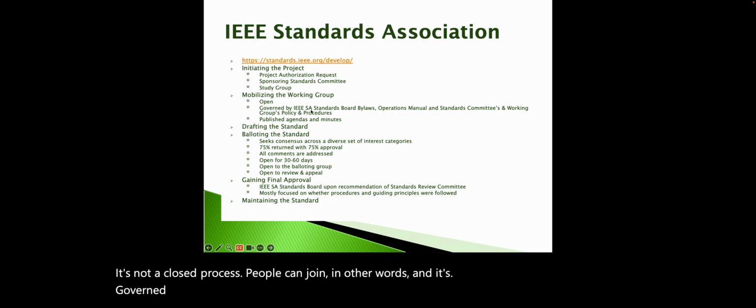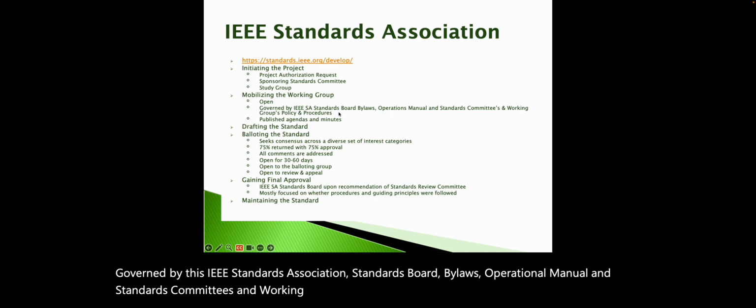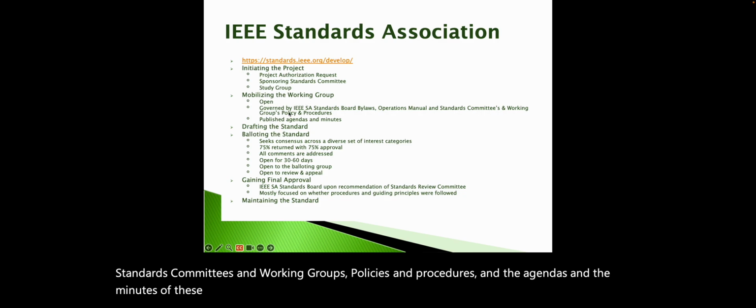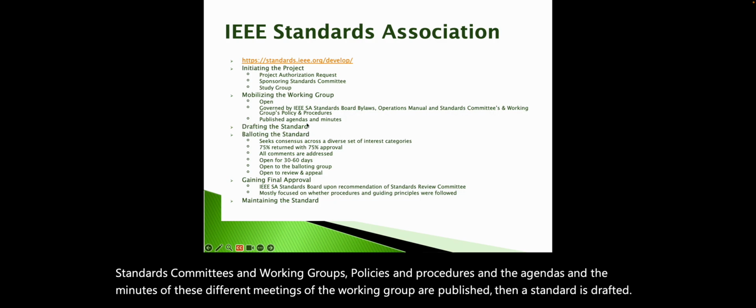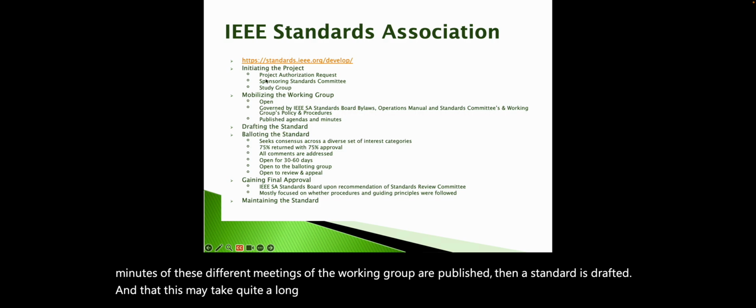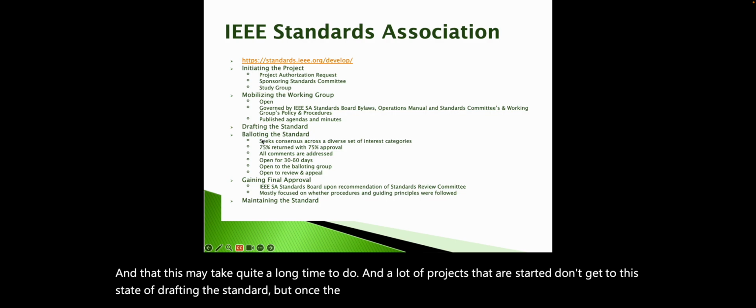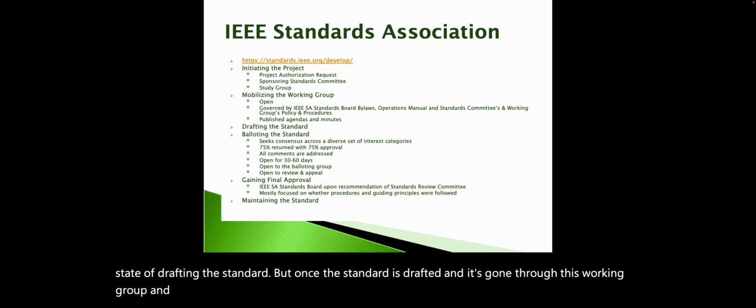governed by the IEEE Standards Association Standards Board bylaws, operational manual, and standards committees and working groups policies and procedures, and the agendas and the minutes of these different meetings of the working group are published. Then a standard is drafted, and this may take quite a long time to do. And a lot of projects that are started don't get to this state of drafting the standard. But once the standard is drafted and it's gone through this working group, and everyone in that working group is relatively happy with it, then it can be balloted.